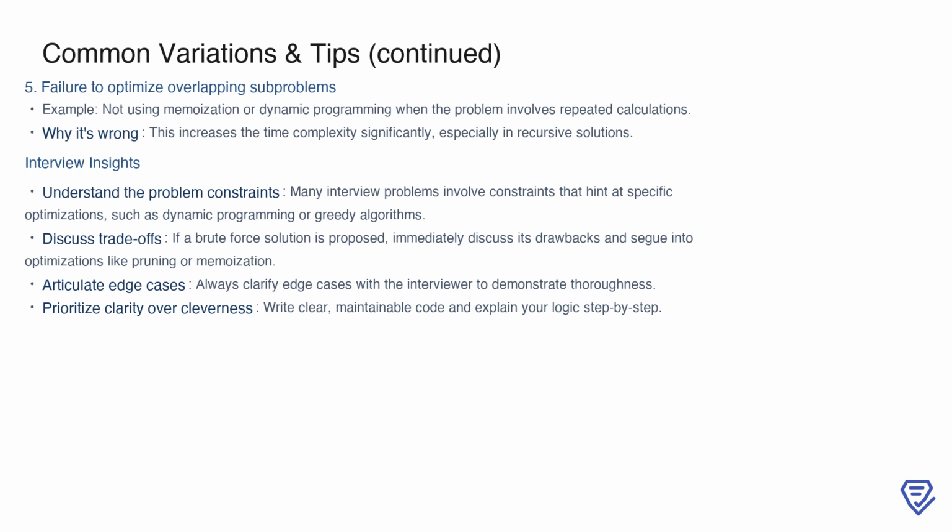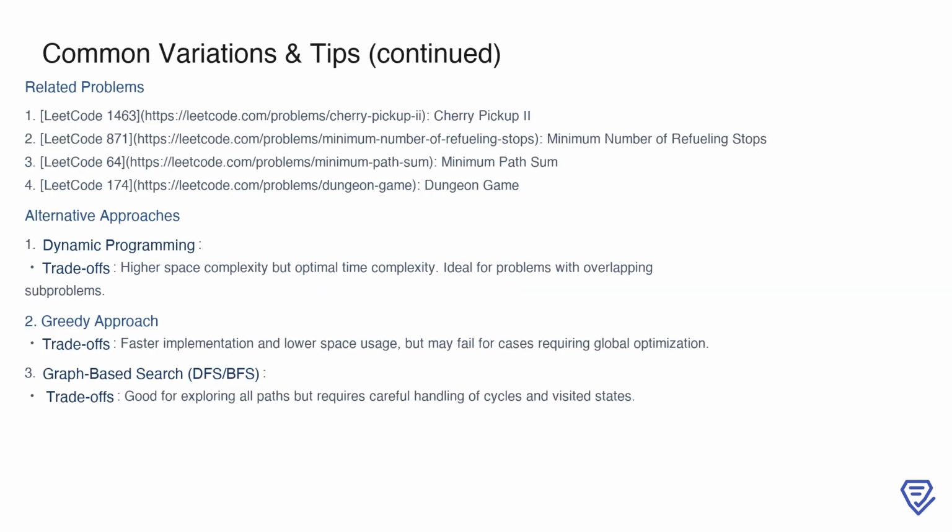that's easy to follow. To build a deeper understanding, it's helpful to explore related problems that share similar patterns. For example, LeetCode 1463, Cherry Pickup II, involves optimizing paths with constraints, much like the current problem. LeetCode 871, Minimum Number of Refueling Stops, focuses on managing fuel efficiently, which aligns closely with the challenge here. Similarly, LeetCode 64, Minimum Path Sum, and LeetCode 174, Dungeon Game, both involve dynamic programming approaches to navigate paths while minimizing or optimizing resource usage.